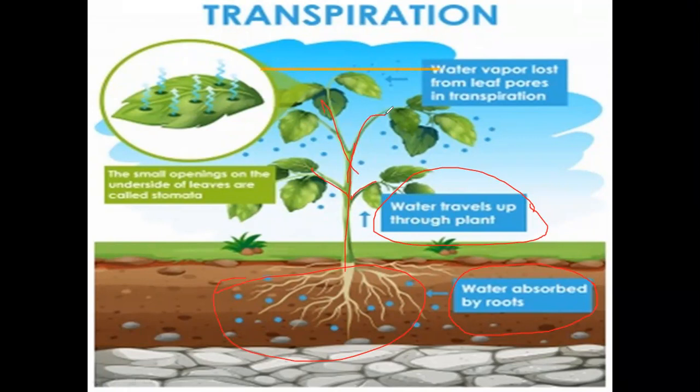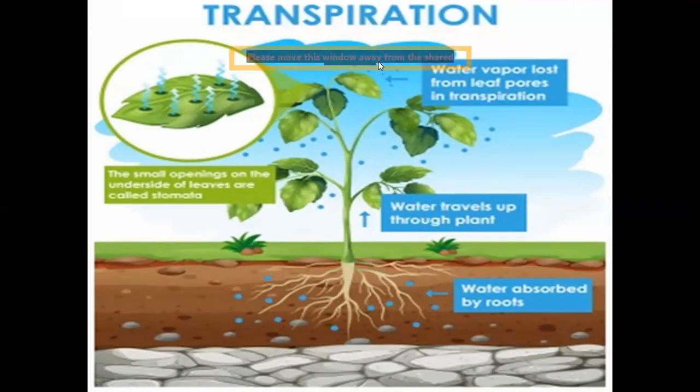So the small openings on the underside of the leaf. On the underside, we have small openings. These openings can't be seen by the naked eye. They need a microscope in order to be seen. These are called stomata. So stomata are the small openings where the leaves lose water vapor.